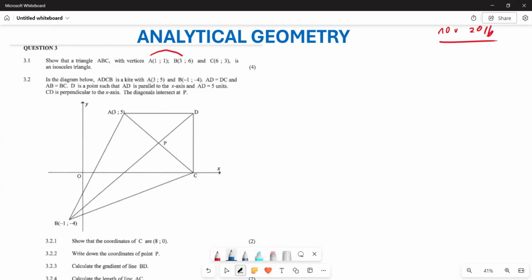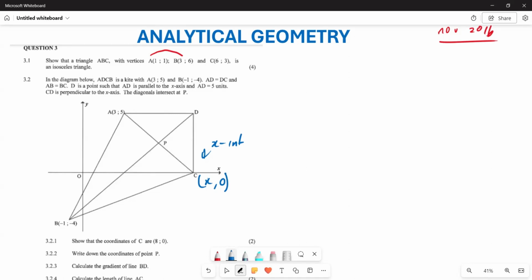Already, for the coordinates of C, you know that your y is going to be 0, because this is your x-intercept coordinate, right? And when it's your x-intercept coordinate, your y is always going to be 0, right? So what else are you going to do from here? Now, to show that the coordinate of C is 8 and 0, let's see.